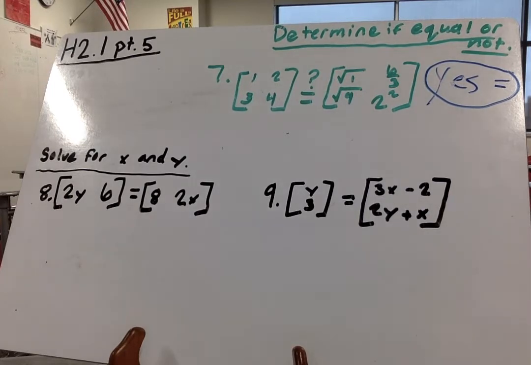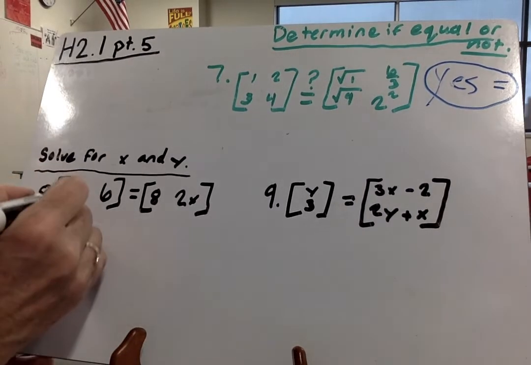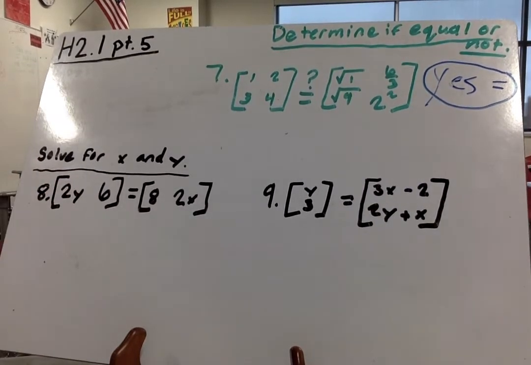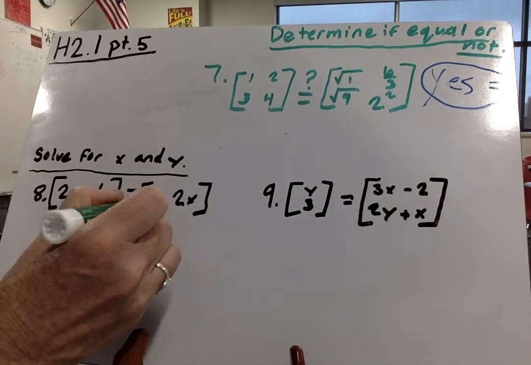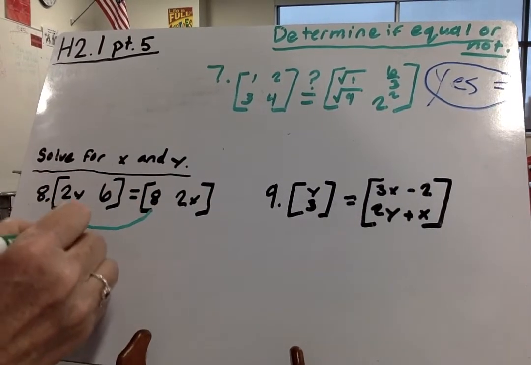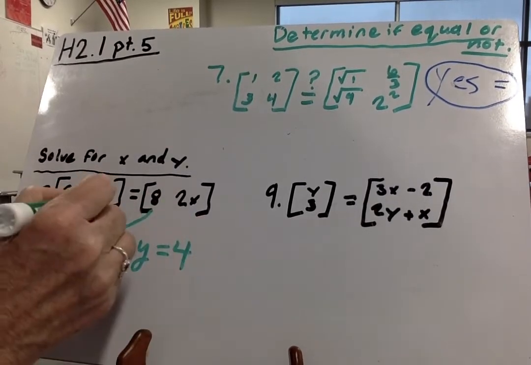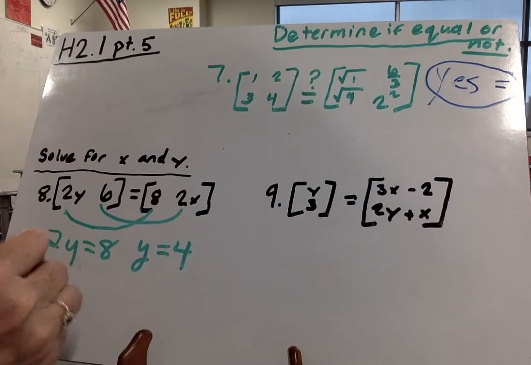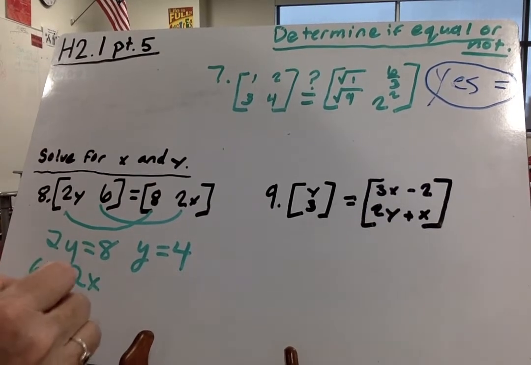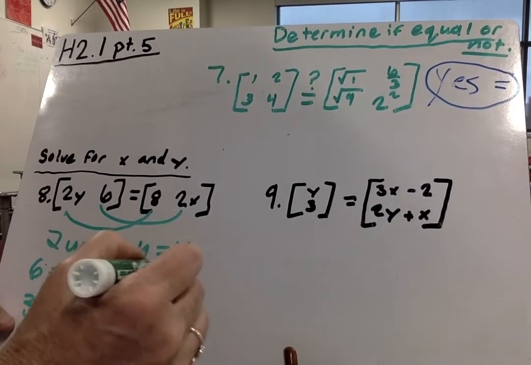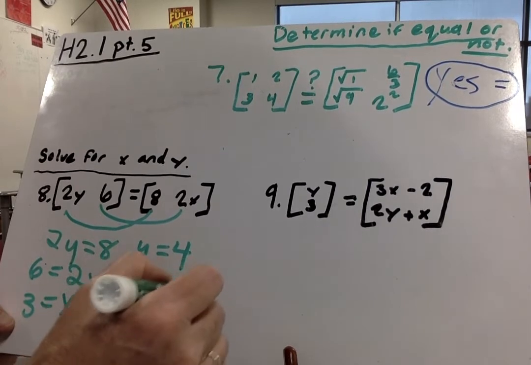The next, I need to solve for x and y. So here I say this 2y is equal to 8, because this element matches with that. 2y equals 8, y equals 4. Right here, 6 equals 2x, x equals 3. So I say the answer is 3, 4.